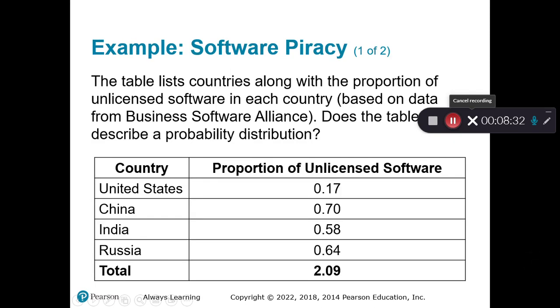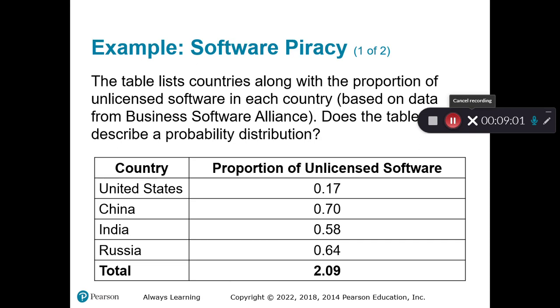Let's look at a second example. This table lists countries along with the proportion of unlicensed software based on data from Business Software Alliance. The question is, does this table describe a probability distribution? We're going to need to go through our 3 requirements. The first requirement, does our variable X represent a random variable? Meaning, are these outcomes occurring by chance?